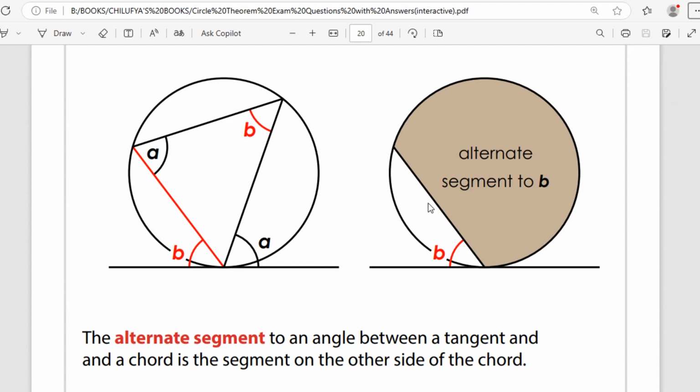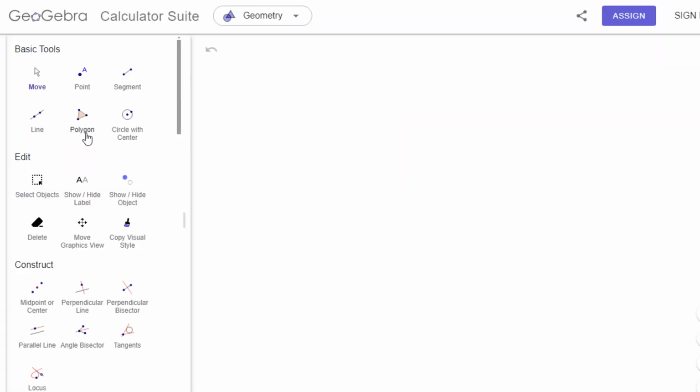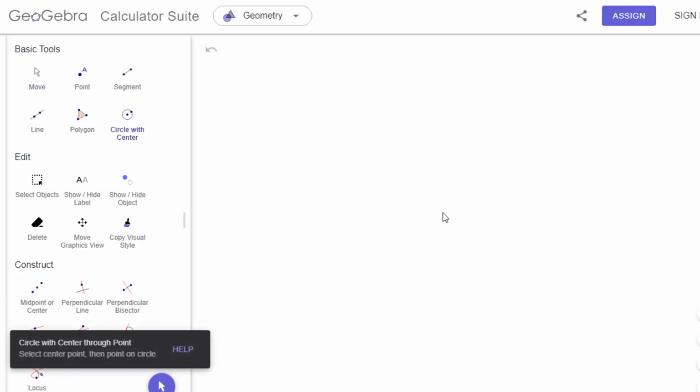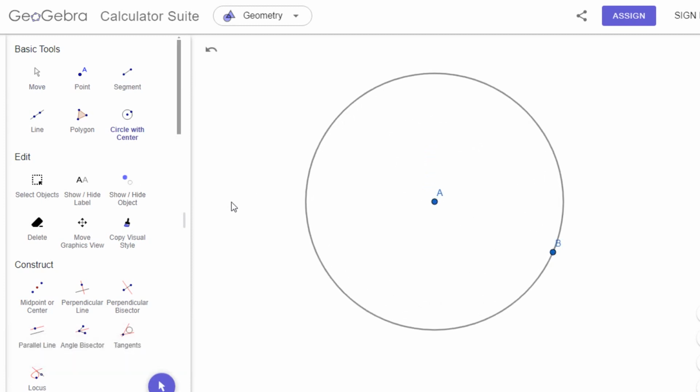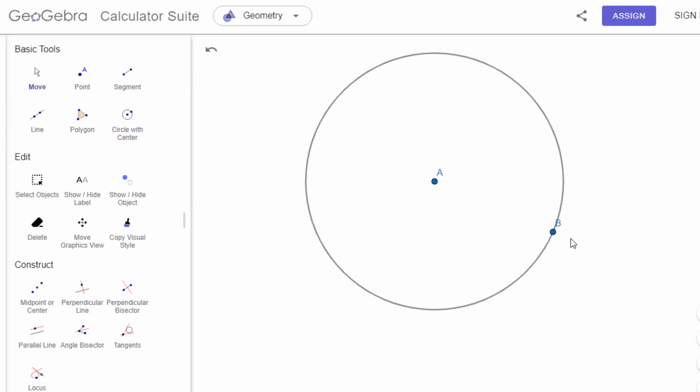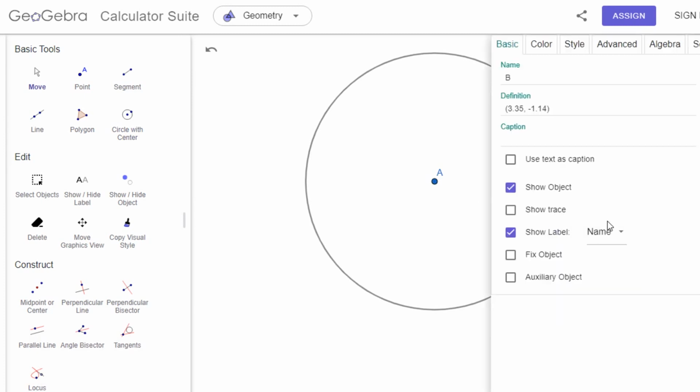So let us go back to GeoGebra and I'll show you what they mean. So this is GeoGebra. Let me create what has been talked about in that theorem. This will represent our circle like so. Okay, so that's our circle. Let me just delete that.